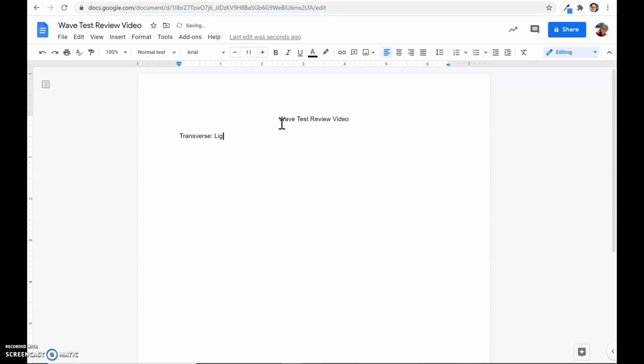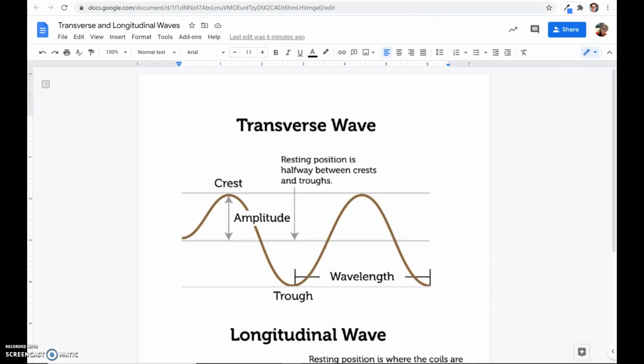Transverse waves are light waves, or light waves are an example of transverse waves. And transverse waves look like this. Okay, so they come up and down and up. We have crests, we have troughs. You measure the amplitude of these waves from the middle line to the top of the crest, or you could do the middle line to the bottom of the trough.